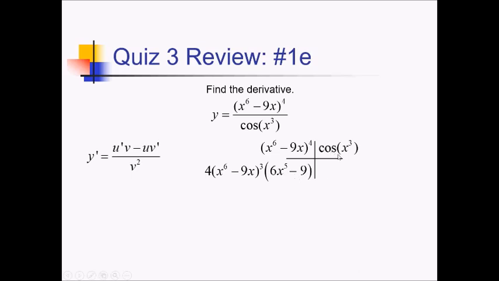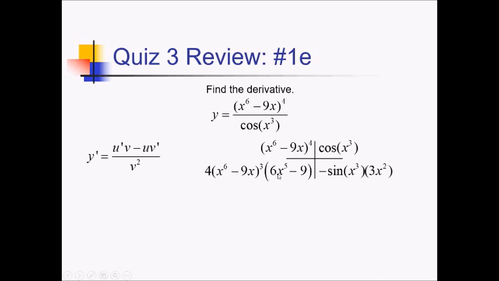Now we have to take the derivative of cosine of x cubed. So the derivative of cosine of something is negative sine of something, negative sine of x cubed in this case, times the derivative of x cubed, which is 3x squared. So let's put it all back together using the ribbon. So a lot of writing to do here, a lot of cutting and pasting.